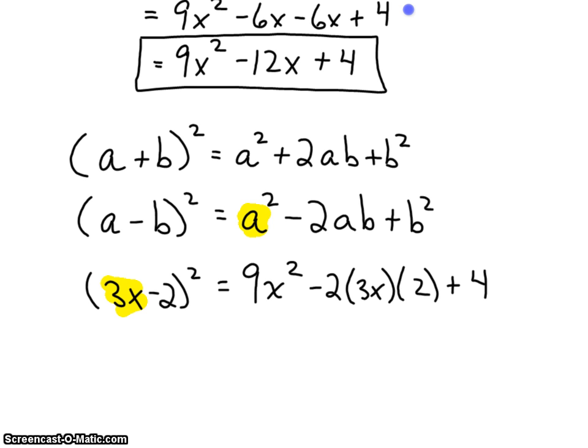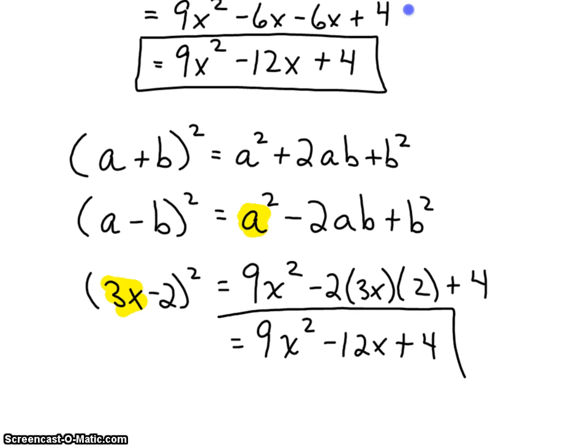Now when you get good at this, you just do the middle part in your head. You know it's going to be 3x times 2 is 6 times 2 is 12. So it'll be minus 12x in the middle. And then plus 4. So there are these rules. It's called the square of a binomial rule that you could follow as well.